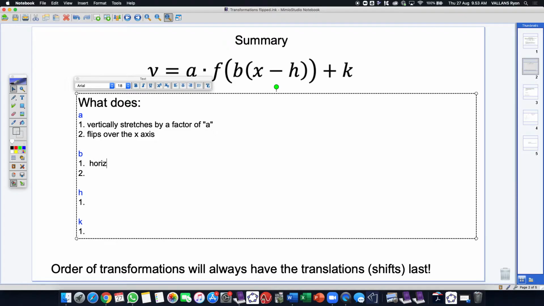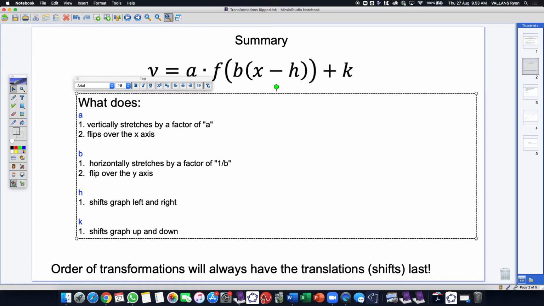B horizontally stretches by a factor, and this is a crazy one, of 1 over B. Okay, so that's a little bit different. We'll talk about that in context. This also can, if it's a negative, flip over the y-axis. Then H shifts the entire graph left and right. Notice that it's x minus h. And K shifts the graph up and down.